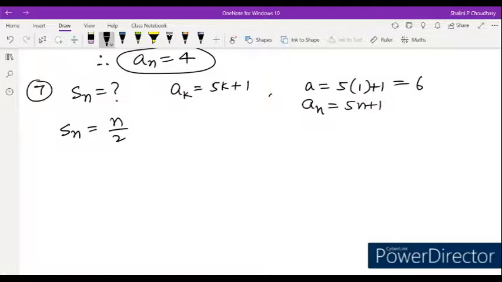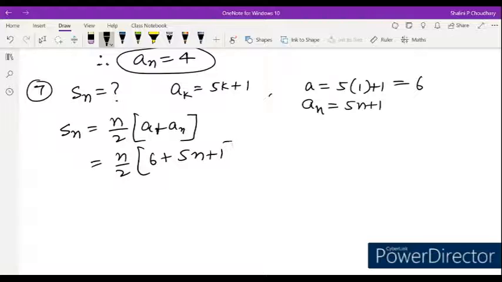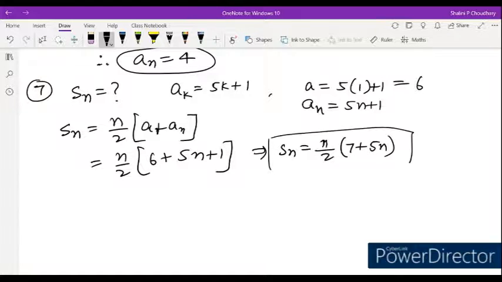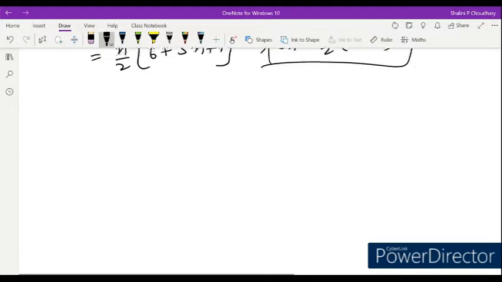So what will the value of Sn be? n upon 2 times (first term a plus last term an), so n upon 2 times (6 plus 5n plus 1). So we can write Sn is equal to n upon 2 multiplied by (7 plus 5n), or we can write (5n plus 7). So this will be the sum of n terms. Now we'll move to question number 8.